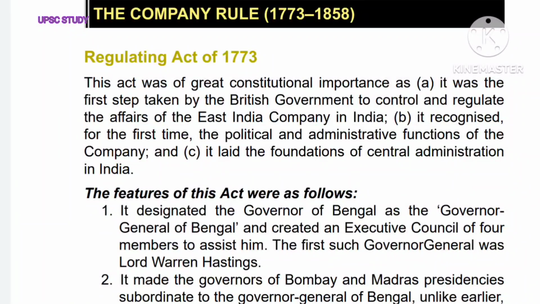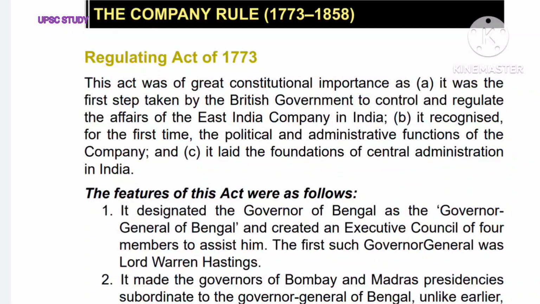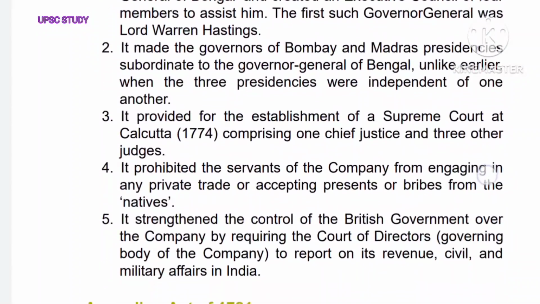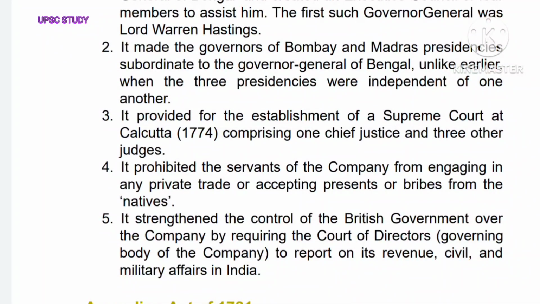Number 1. It designated the Governor of Bengal as the Governor General of Bengal and created an executive council of 4 members to assist him. The first such Governor General was Lord Warren Hastings. Number 2. It made the governors of Bombay and Madras presidencies subordinate to the Governor General of Bengal, unlike earlier when the 3 presidencies were independent of one another.